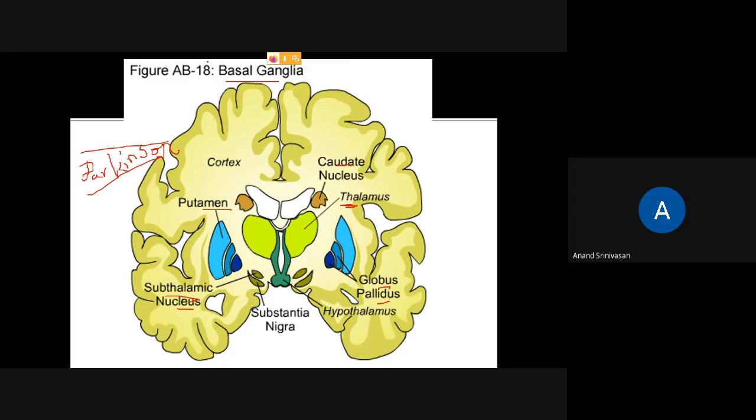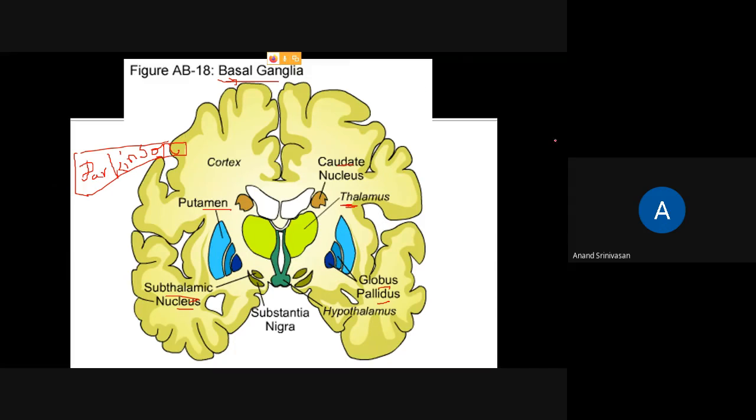If the basal ganglia is damaged, it leads to a condition called Parkinson's, because of the damage to the basal ganglia. The person will have tremor even when at rest. His hands will keep on shaking, and if you ask him to write, he cannot write. That is because of the basal ganglia damage, or the chemicals present in the basal ganglia are depleted.